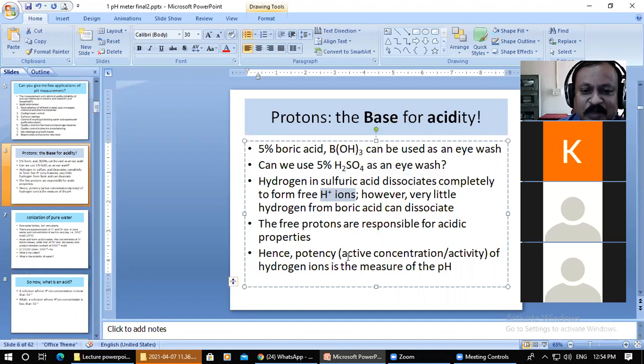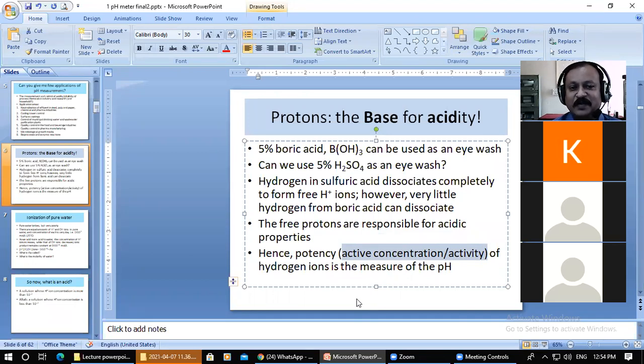Now, this strong acidity or weak acidity property is very often denoted by the term called potency. Okay, potency of the acid. This potency is actually the active concentration or the activity of the hydrogen ions. So it is as good as saying that the students are all very active, isn't it?